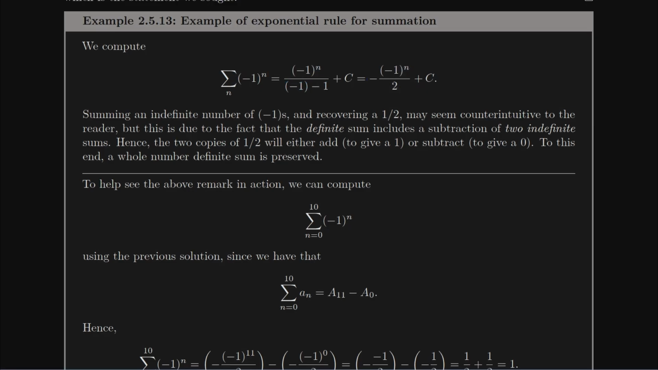Now it's really weird to think about something like negative 1 plus 1 minus 1 plus 1 as some summation, giving me a 1/2 as the result. And the reason why the 1/2 actually makes sense is that we're computing an indefinite sum here, not a definite sum. If you actually convert this to a definite sum, you'll notice that you always subtract one of these from another when computing a definite sum.